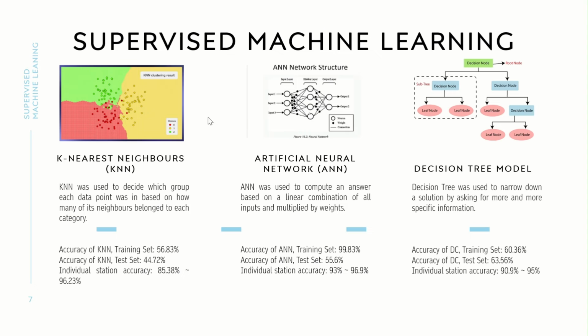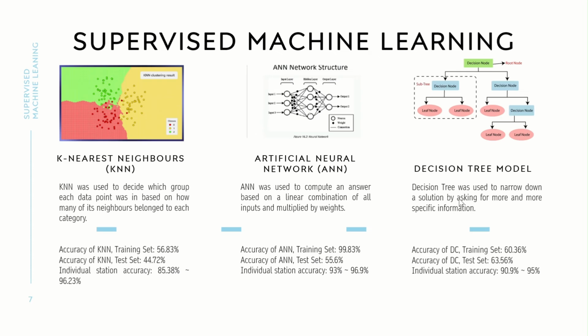96.23%. The second model we use is the artificial neural network, which can be called an ANN, and it uses a network of interconnected nodes to compute the outputs. Here we have the results: the training set accuracy is around 99.83%, and the accuracy for the test set is around 55.6%. The individual station accuracy varies from 93 to 96.9%.